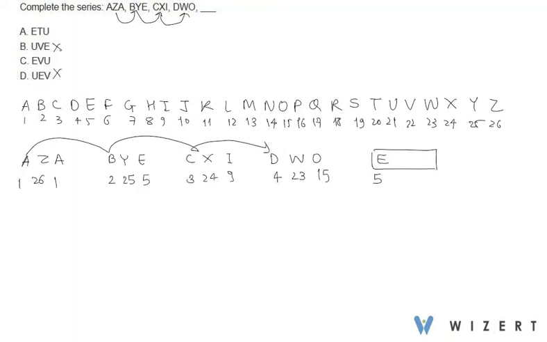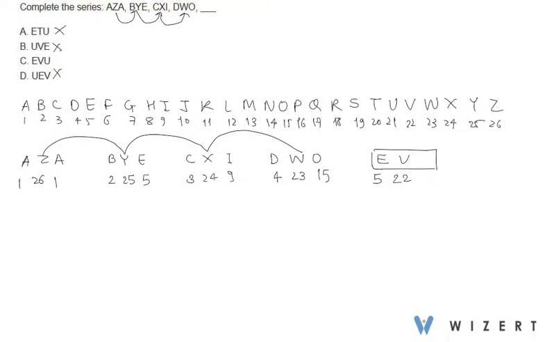If we observe the second letters, we find that they are written in counting numbers but in reverse order, that is 26, 25, 24, 23. So the second letter of the next member will be the 22nd, which is V. So we can eliminate the first option and the answer must be EVU, that is C.